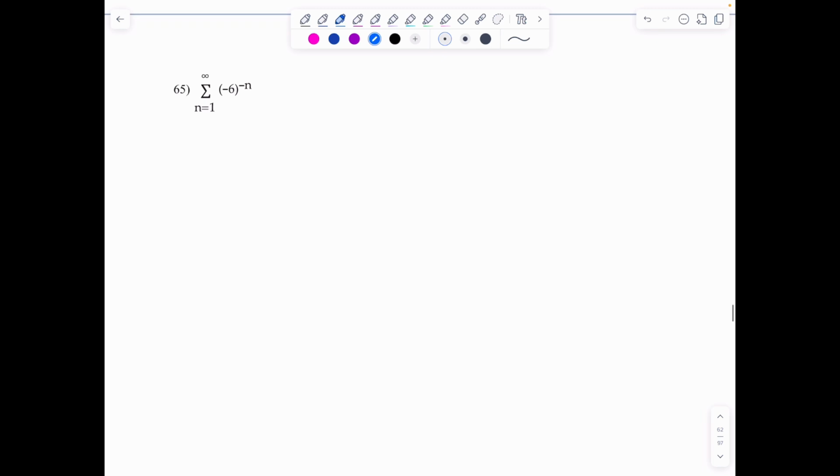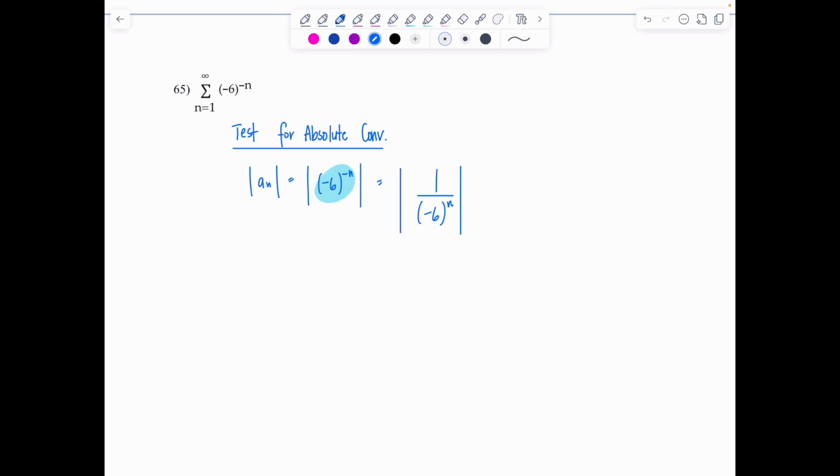Next. I feel like Ariana Grande. Next, we have the sum, n equals 1 to infinity, of (-6) to the negative n. So first let's test for absolute convergence. Let me look at the absolute value of a_n, the absolute value of (-6) to the negative n. First, let me not even worry about the absolute value. Let's rewrite this with a positive exponent. Something raised to a negative exponent means you have 1 over that something to a positive exponent. Yes? Okay, good.